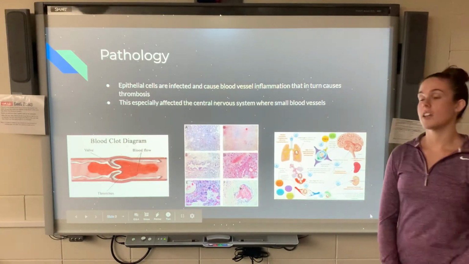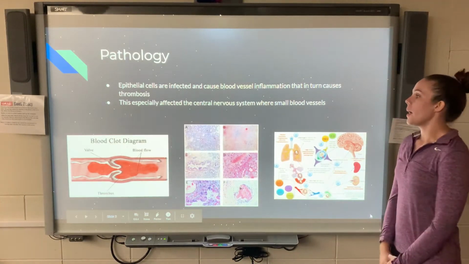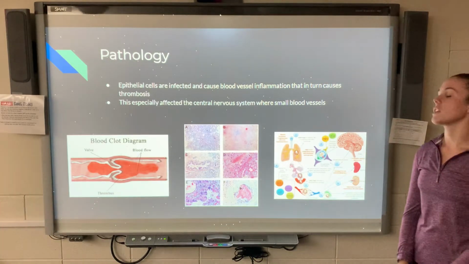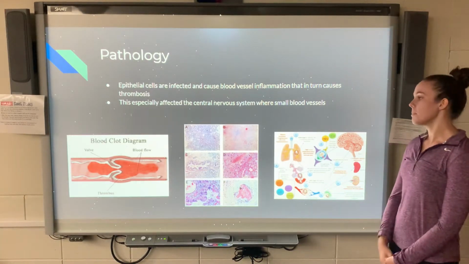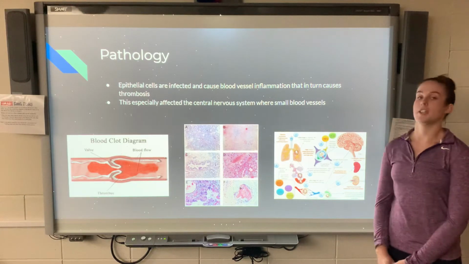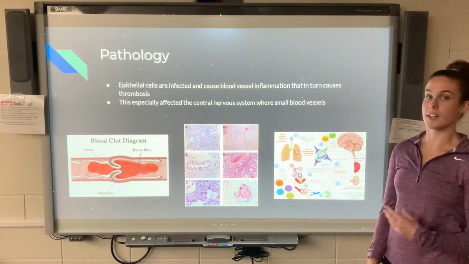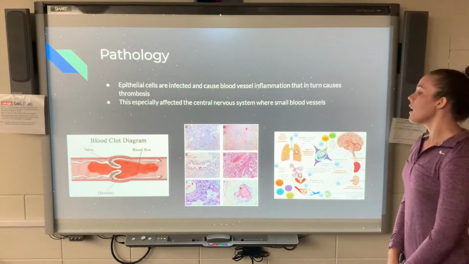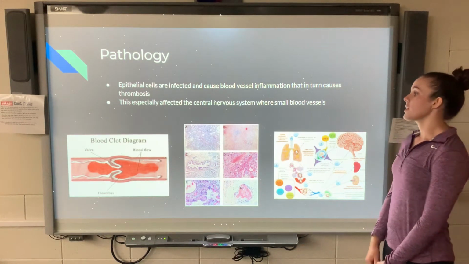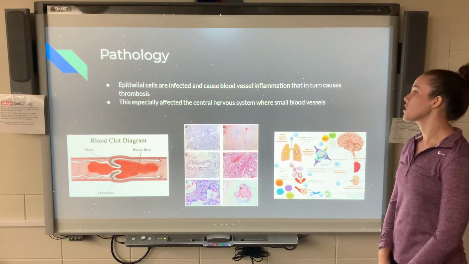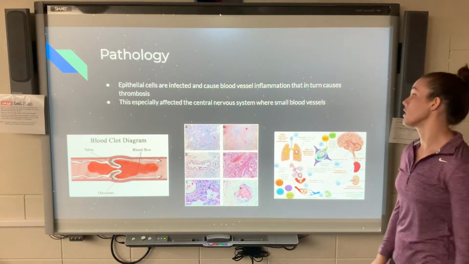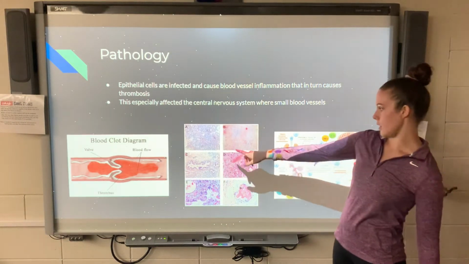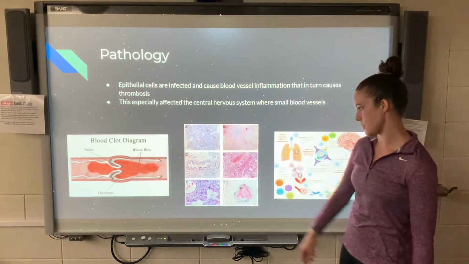So the pathology of the Nipah virus, it infects epithelial cells and causes blood vessel inflammation that in turn causes thrombosis. It also causes inflammation in parts of the lungs that's less common than the blood vessel inflammation. For the Nipah virus, the inflammation especially affects the nervous system where the blood vessels are small. Here's a picture of the Nipah virus in some cells.